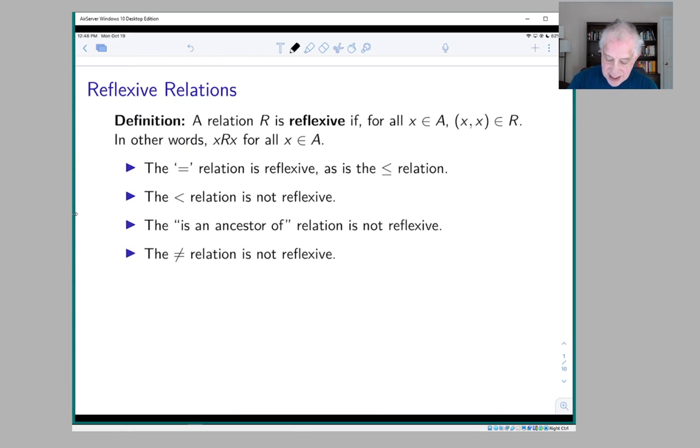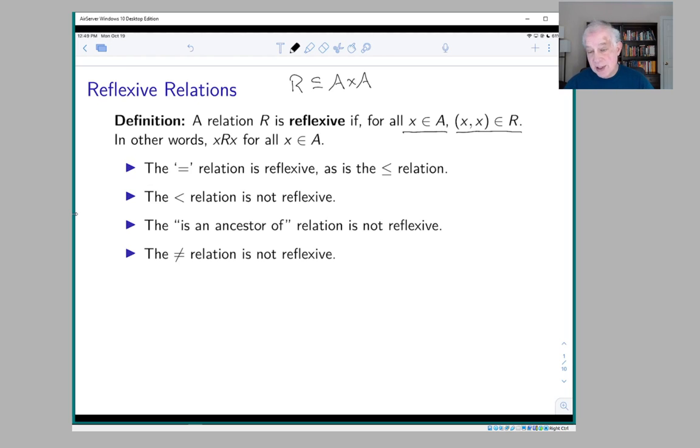So a relation is reflexive if for all, remember that, let's just start with fundamentals. A relation R is a subset of the Cartesian product of a set A with itself. So it's a relation on a set A. And the set R is all of the pairs of things that are related by this relation. So the relation is said to be reflexive if for all x in the set, the pair x comma x is in the relation. So using the other notation, x is R to x, x is related to x, for all x in the set A.